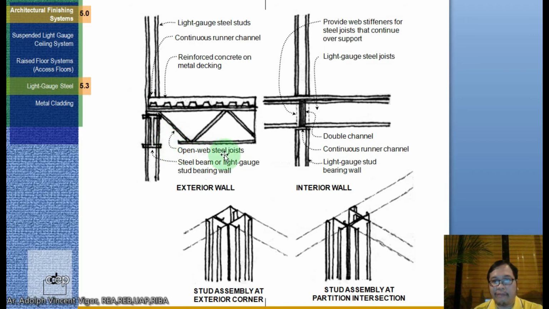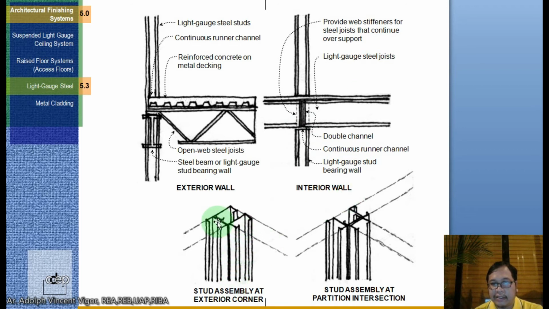So this is an open web steel joist. This is a stud beam or light gauge steel stud bearing wall. This is an example for the interior wall. Okay. This is a double channel here. This is a continuous runner channel. This is a light gauge stud bearing wall.